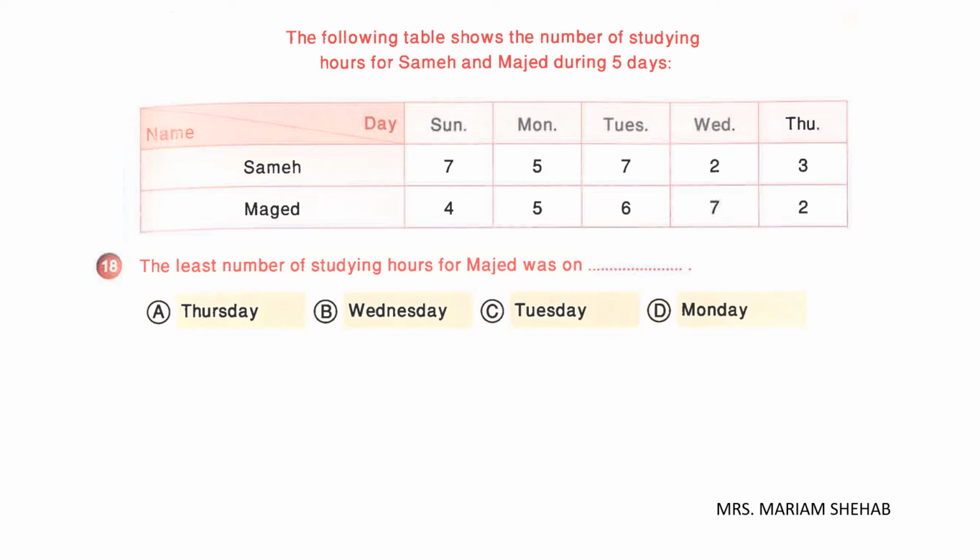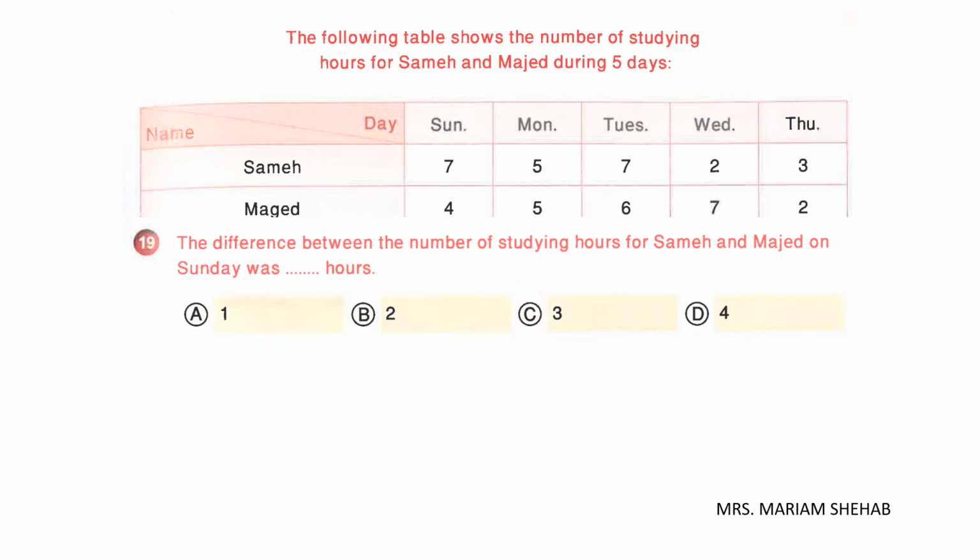Question 18. Still we have the same table, but this time they need the least number of studying hours for Majid. We look at Majid here, and we choose the lowest number, which is 2. It was on Thursday. So the right answer is A. Question 19. The difference between the number of studying hours for Sameh and Majid on Sunday. We have to look at Sunday and find the difference between the hours of studying here. So 7 minus 4 is 3, which is choice C.